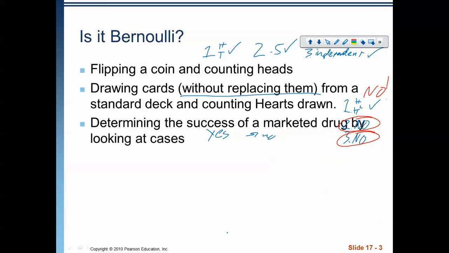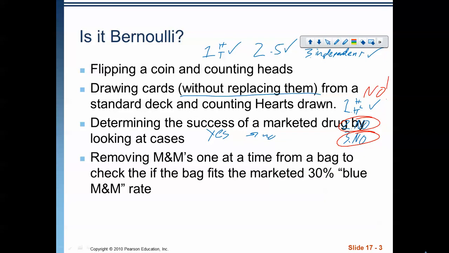All right. What about the next one? Removing M&Ms one at a time from a bag to check if the bag fits the marketed 30% blue rate. Okay. So, two possible outcomes? Yes, right? We have blue or not blue.